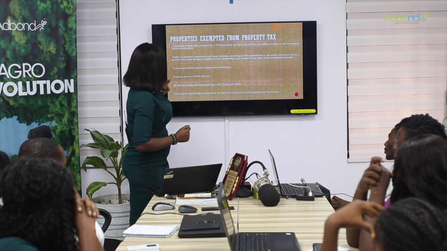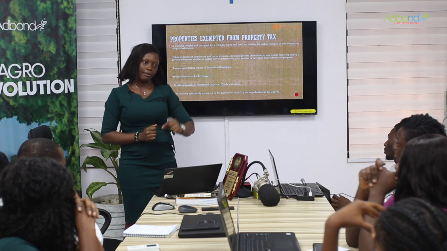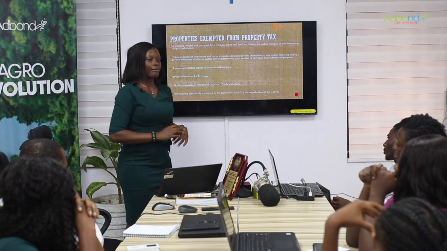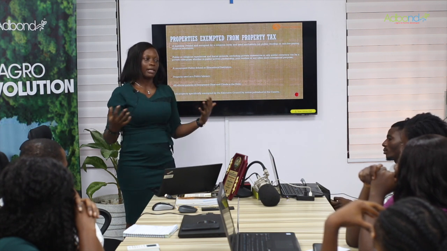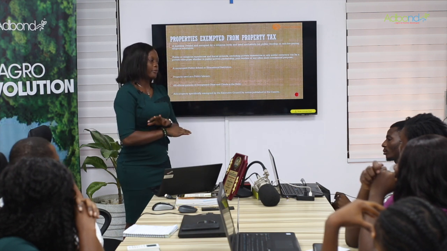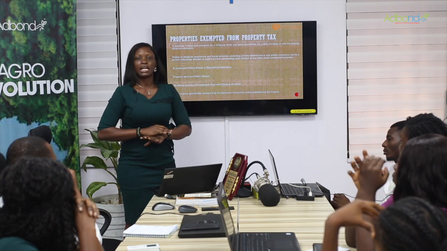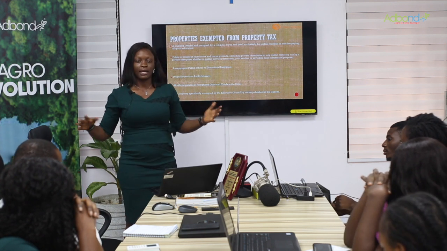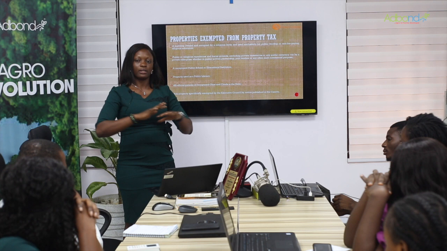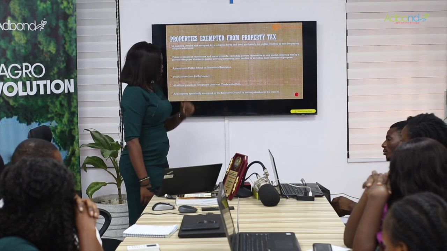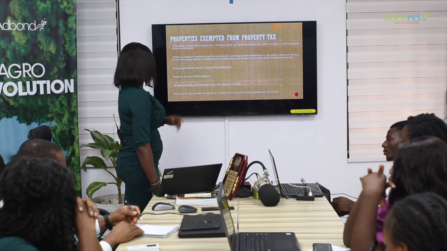The other one is property used as a public library. I'm not talking about a private library right now. A public library means owned by the government, managed by the government, and when you go there, you don't need to pay, you just walk in, maybe fill a registration form to show you're a member. You walk in, you pick any book of your choice, or you just go there to read. Those public libraries are also exempted from property tax.